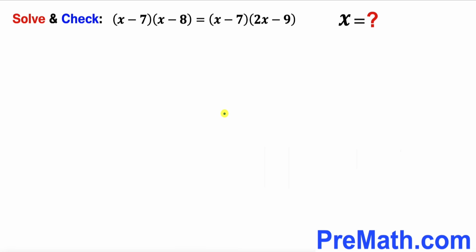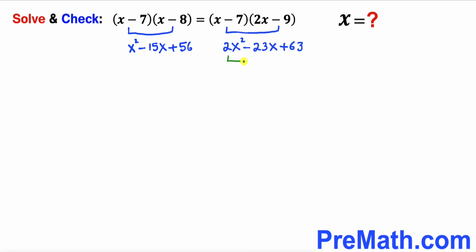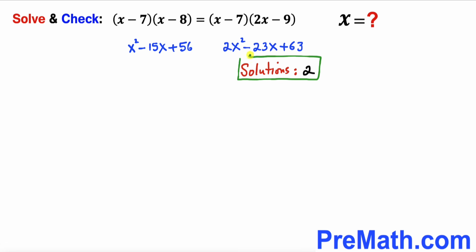Let's go ahead and get started and let's focus on this equation once again. Here, if we multiply these two factors on the left hand side, we are supposed to be getting x square minus 15x plus 56, and likewise if we multiply these two factors on the right, we are supposed to get 2x square minus 23x plus 63. And since our highest degree is 2, our solutions to this equation are supposed to be 2.